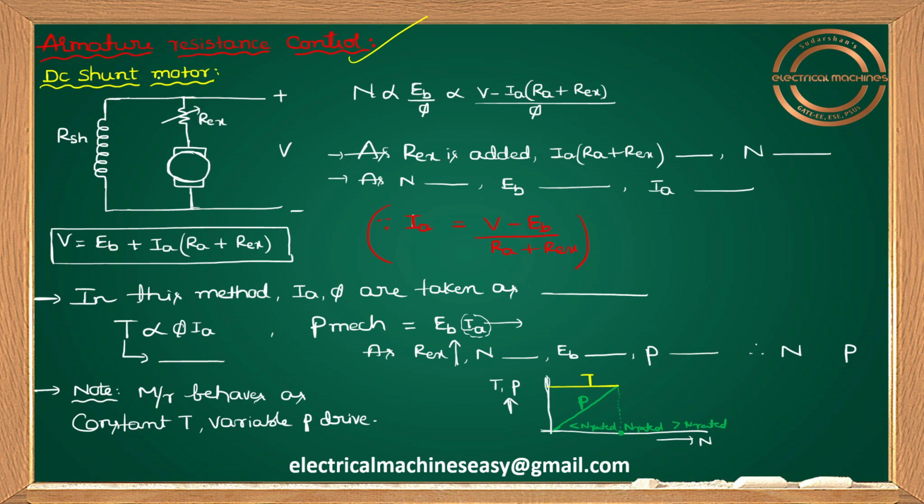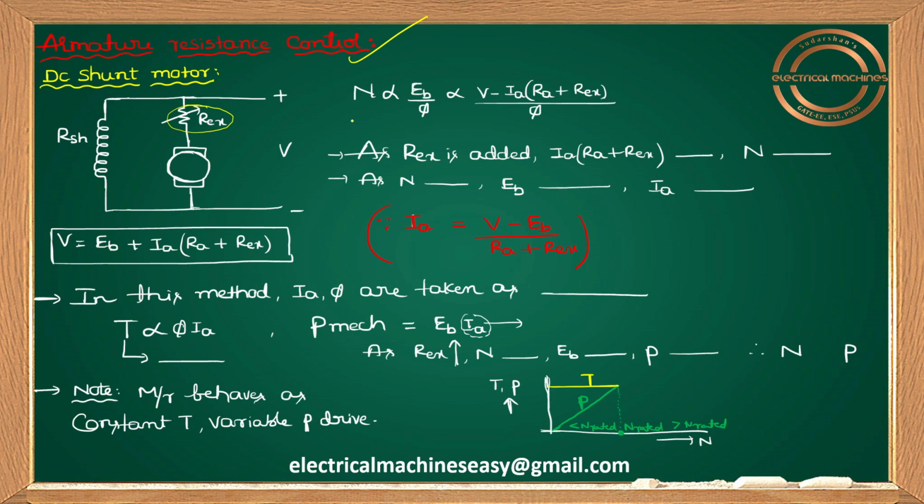First of all, let me take a DC shunt motor. Since this method's name is armature resistance control method, I'm adding some extra resistance value in series with the armature so that I can control the speed of the DC motor.